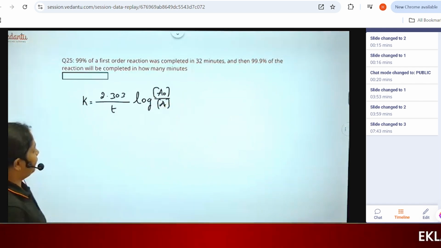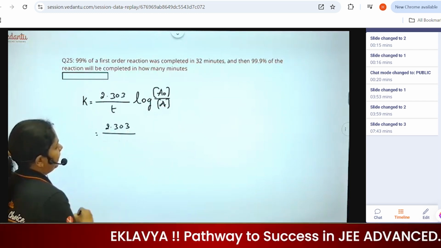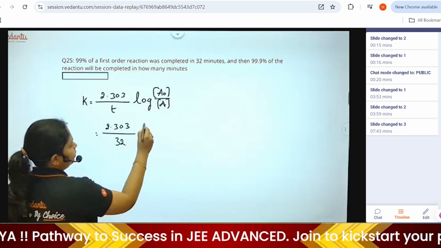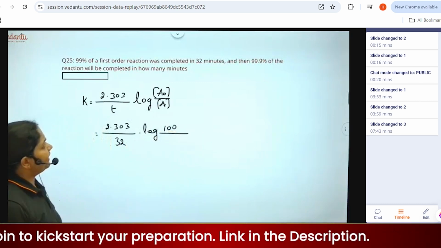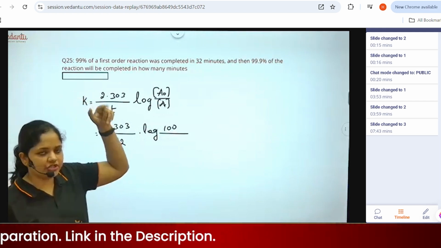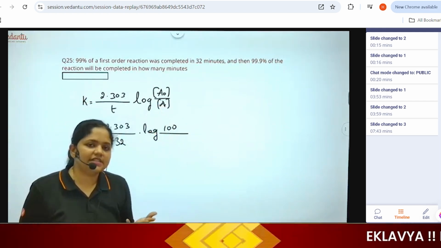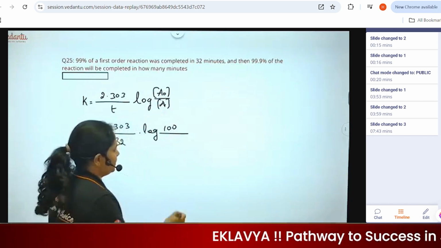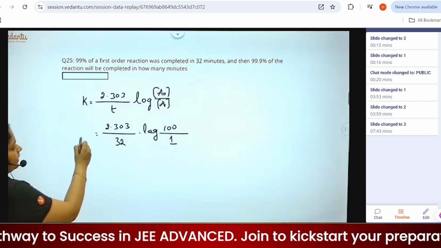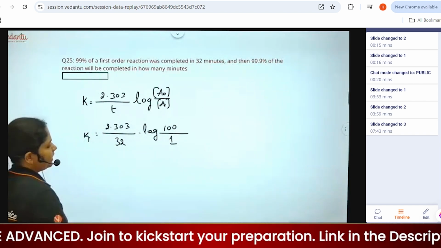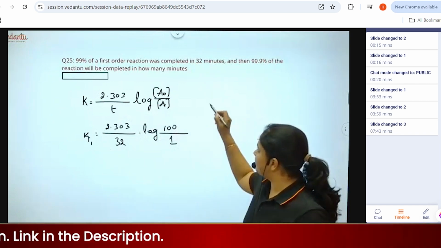So here, first of all, let me write down K equal to 2.303 divided by 32 into logarithm of, see, initial concentration 100%, final concentration, after completion of 99%, what is left with us? 100 minus 99, which is equal to 1. So this is for 32 minutes, this is K1. Same thing if I write K2.